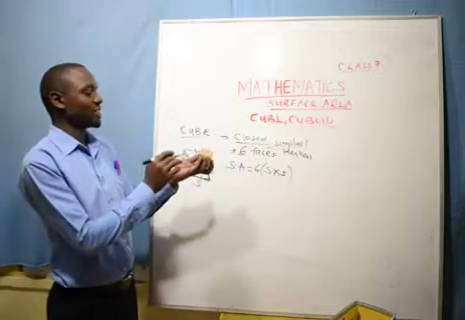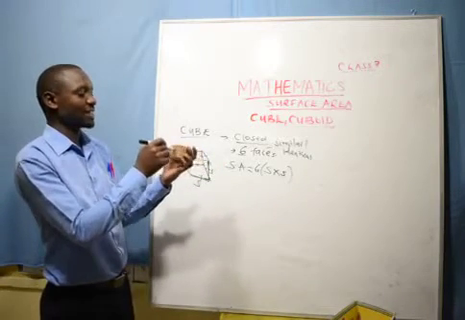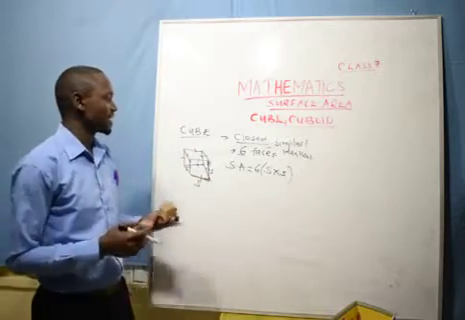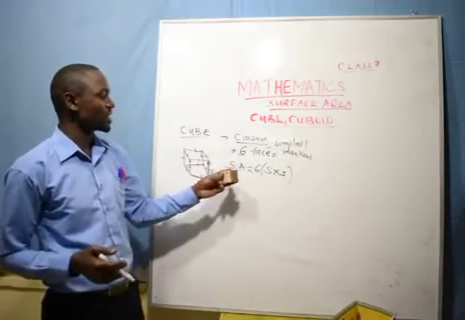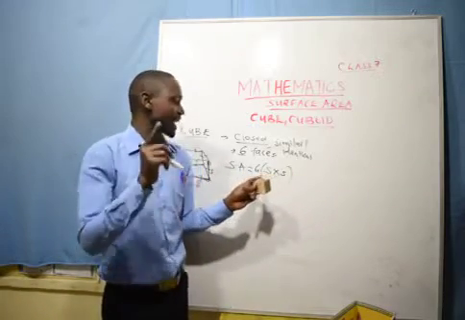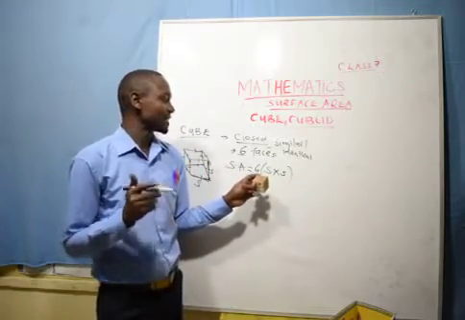That is the area of this face plus this one, plus this one, plus this one, plus this one, plus this one. That is a total of 6 faces. That is why we are saying the total surface area of a cube is side times side, that is the area of one face, times the number of faces, which is 6.